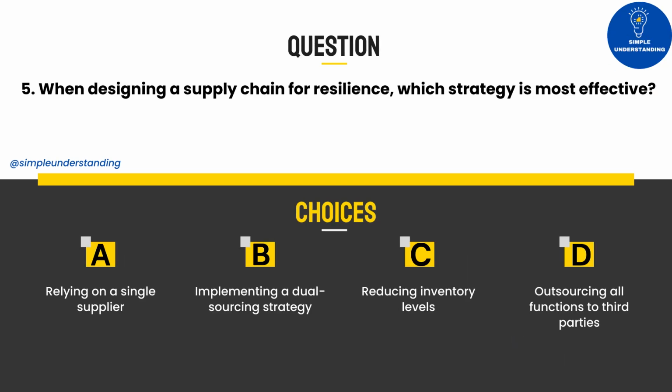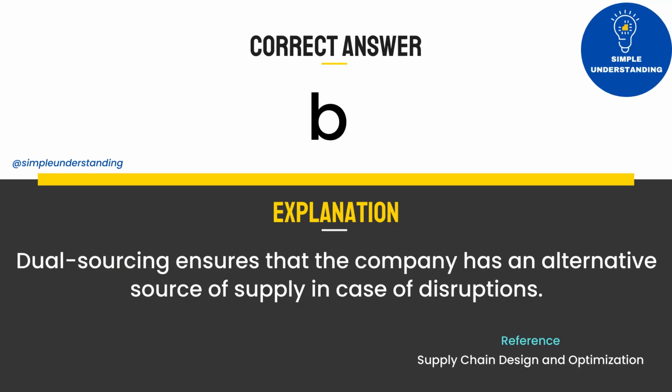5. When designing a supply chain for resilience, which strategy is most effective? A. Relying on a single supplier. B. Implementing a dual sourcing strategy. C. Reducing inventory levels. D. Outsourcing all functions to third parties. Correct answer B. Explanation: Dual sourcing ensures that the company has an alternative source of supply in case of disruptions.